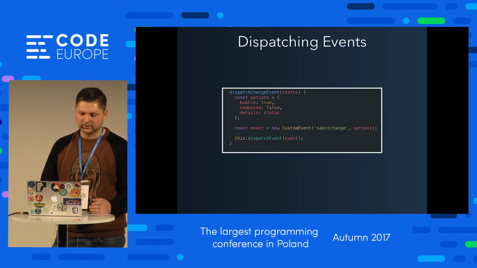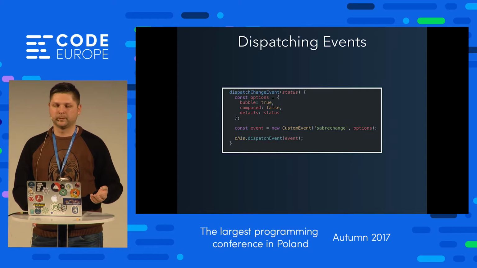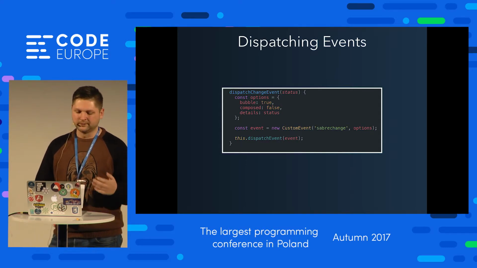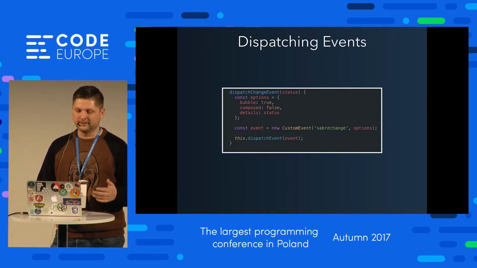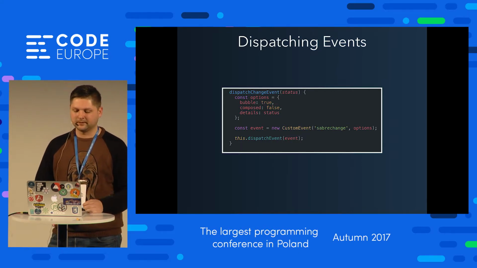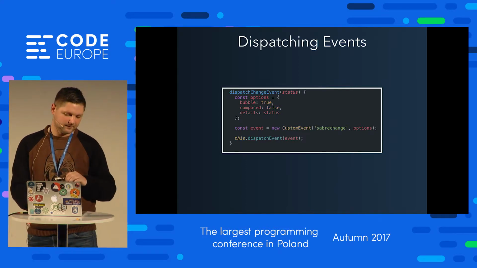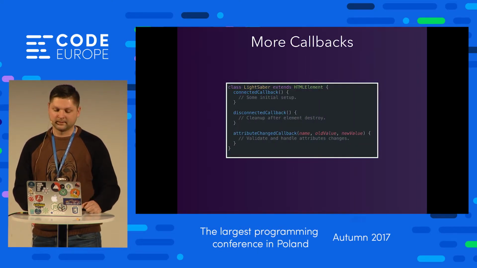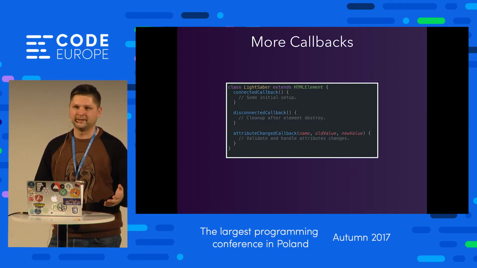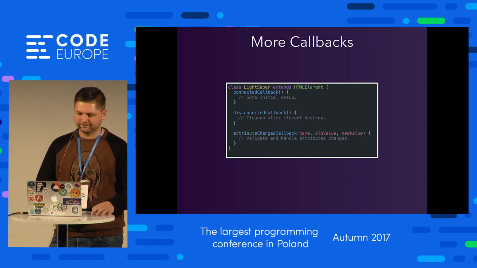And the main thing here is that we have detail. Inside detail we can put any additional data we want to expose to the DOM or another element. Then we need to manually dispatch this custom event after we create it. This in custom elements always refers to the newly created element itself, the instance of the current element.